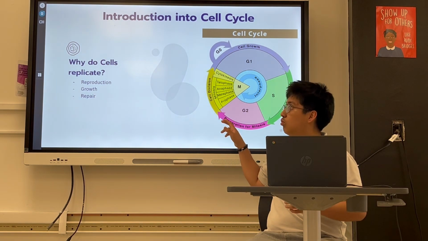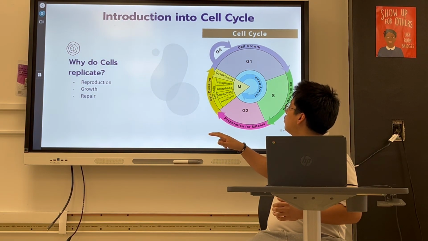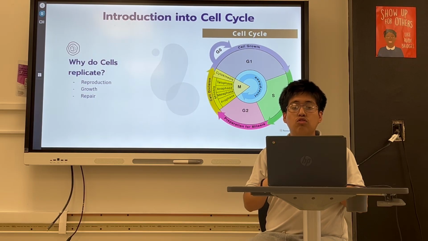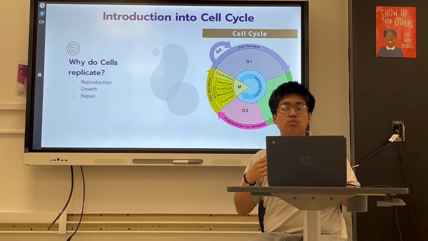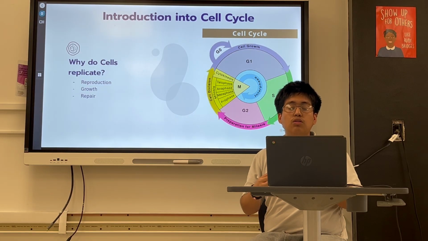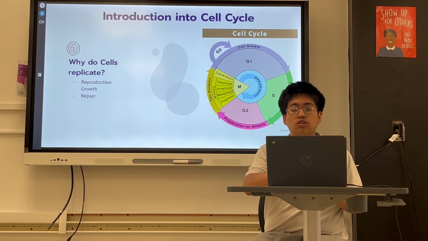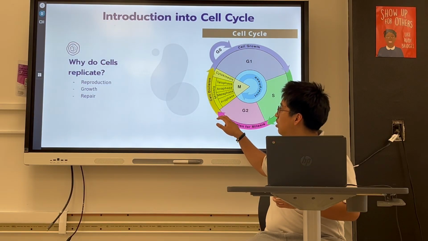G1, known as the growth phase, is where the cell starts to grow. The cell grows in size and creates more organelles and proteins, being known as the cell startup phase after division. It allows the cell to check if the conditions are right to continue on to the next stages.